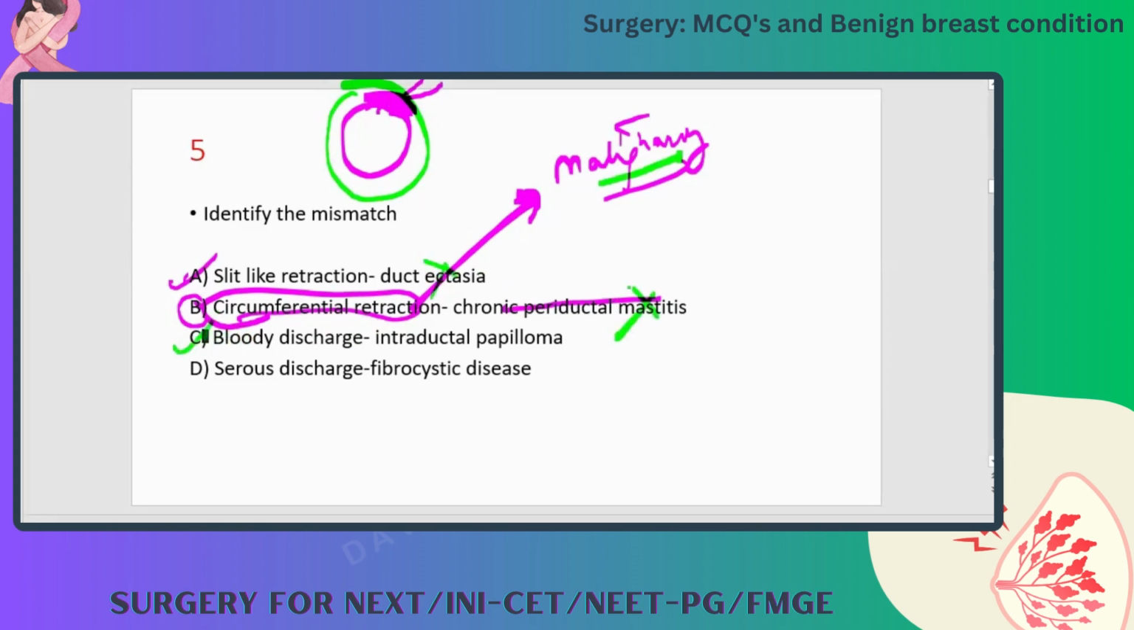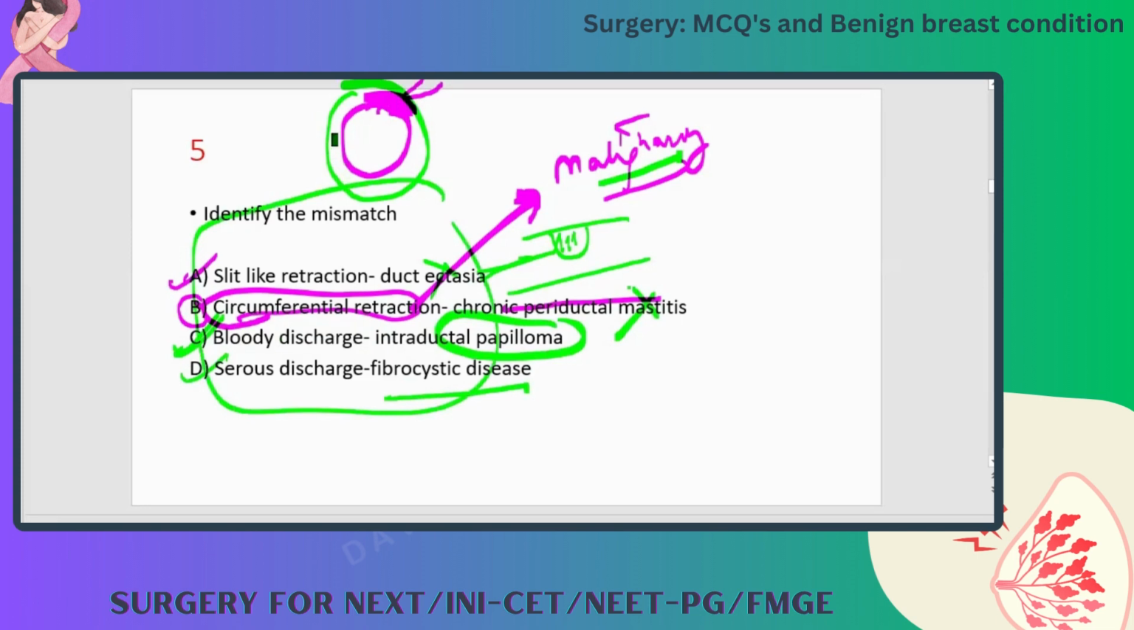The others are correct. Bloody discharge from the nipple is seen in papilloma. If there is a ductal papilloma, there is bloody discharge. And serous discharge is seen in fibrocystic disease of the breast. So these are the things you should remember: slit-like retraction, ductectasia; circumferential retraction, malignancy; bloody discharge, intraductal papilloma; and serous discharge, fibrocystic disease.